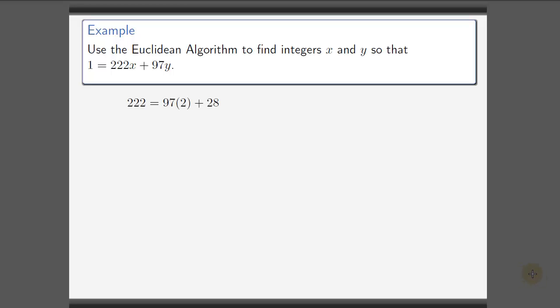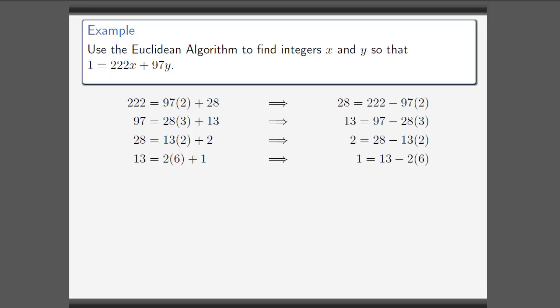Okay, so we use the division algorithm once, get a remainder of 28, so now we use 97 and 28. The division algorithm yet again gives us a remainder of 13. We use 28 and 13 to get a remainder of 2, and then 13 and 2 will give us a remainder of 1, and then, of course, the next remainder term would be 0.